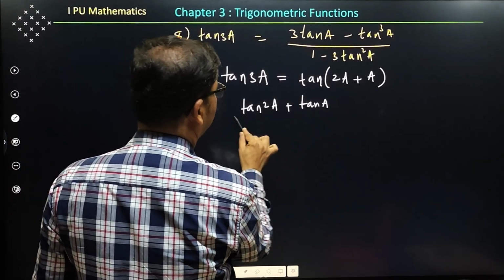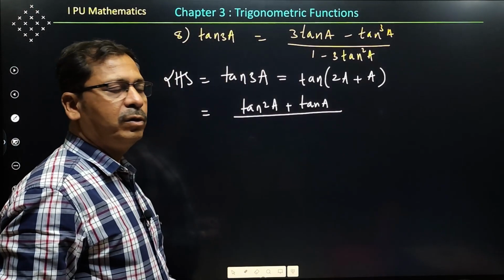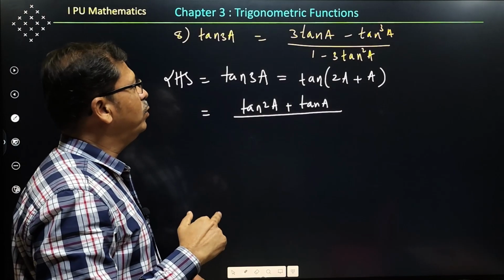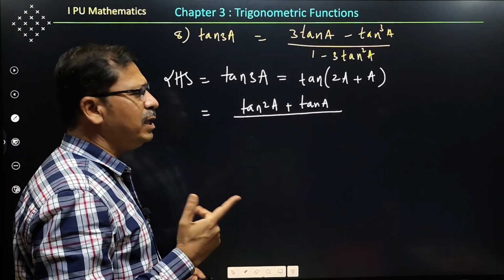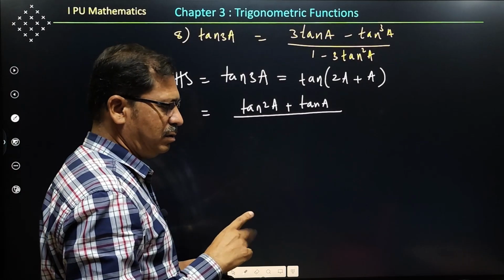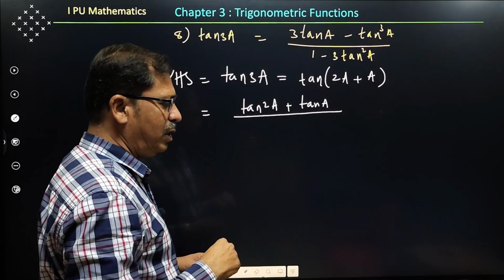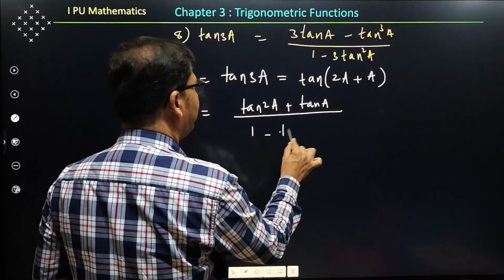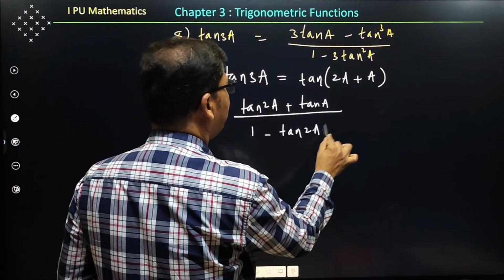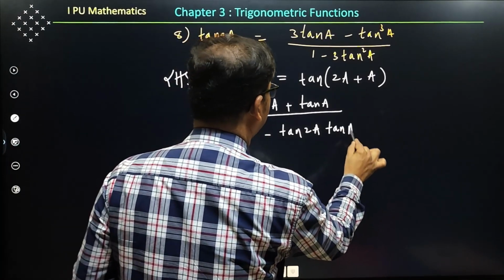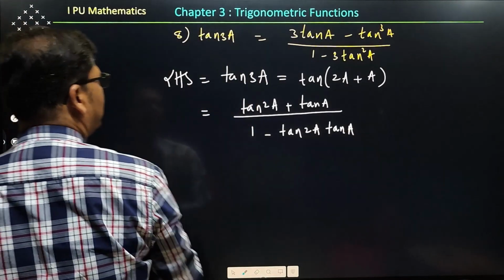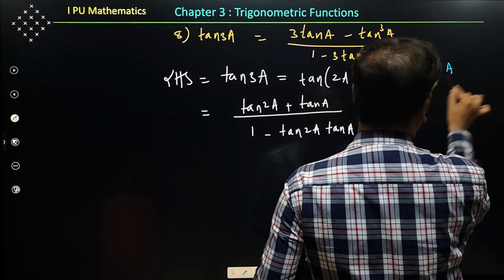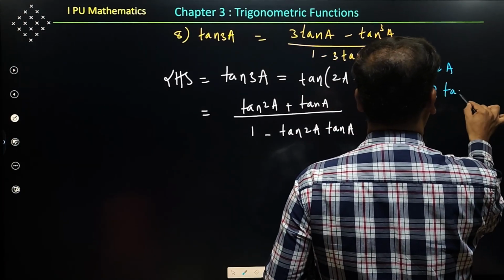tan A divided by, tan A plus tan B divided by 1 minus tan square A, sorry, tan of A plus B equal to tan A plus tan B divided by 1 minus tan A into tan B, not tan square A, tan 2A into tan A. Let me write the formula, see, I also got confused. tan 2A result is 2 tan A divided by 1 minus tan square A.